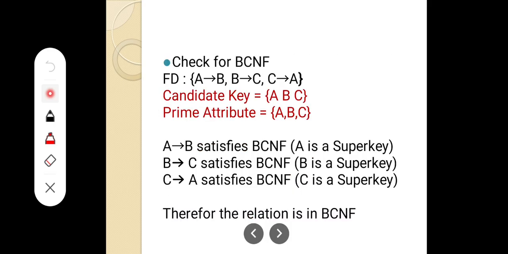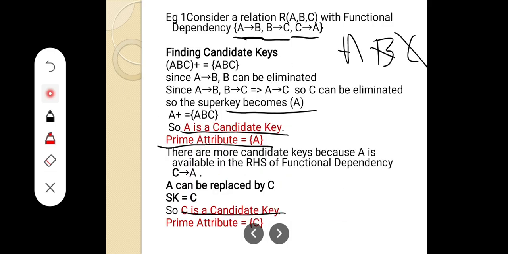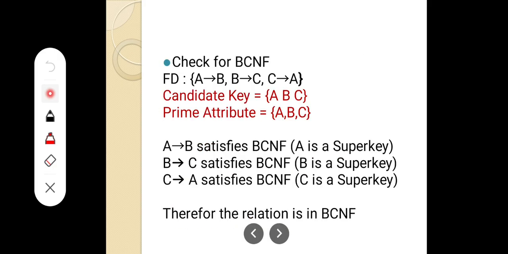Now we check for BCNF. We are checking BCNF directly here, not going for 2NF or 3NF. If the question asks to check for BCNF, then you can directly check it. You don't have to waste time by checking 2NF, 3NF and all. You can directly check for BCNF. That is the correct way.